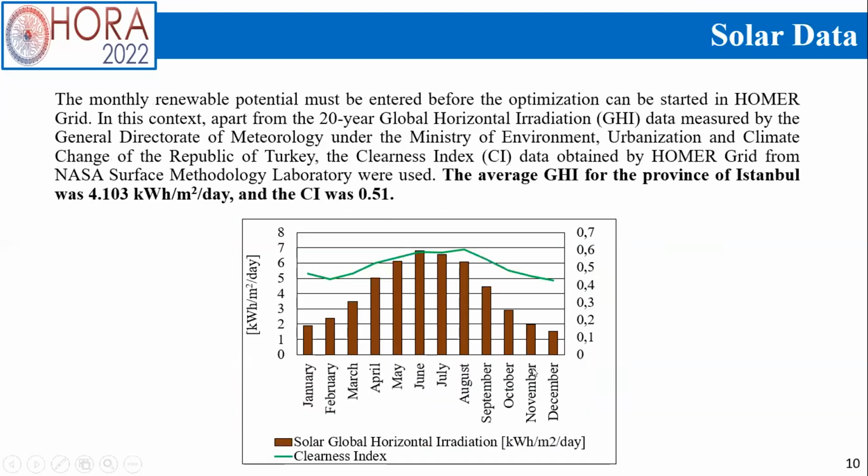Another input of optimization is monthly renewable energy data. In context, while monthly global horizontal radiation data was obtained from the General Directorate of Meteorology, affiliated with the Ministry of Environment, Urbanization and Climate Change of the Republic of Turkey, the clearness index was obtained from the NASA Surface Meteorology Laboratory via Homer Grid. The variation and average values of the relevant parameters for the province of Istanbul are shown.